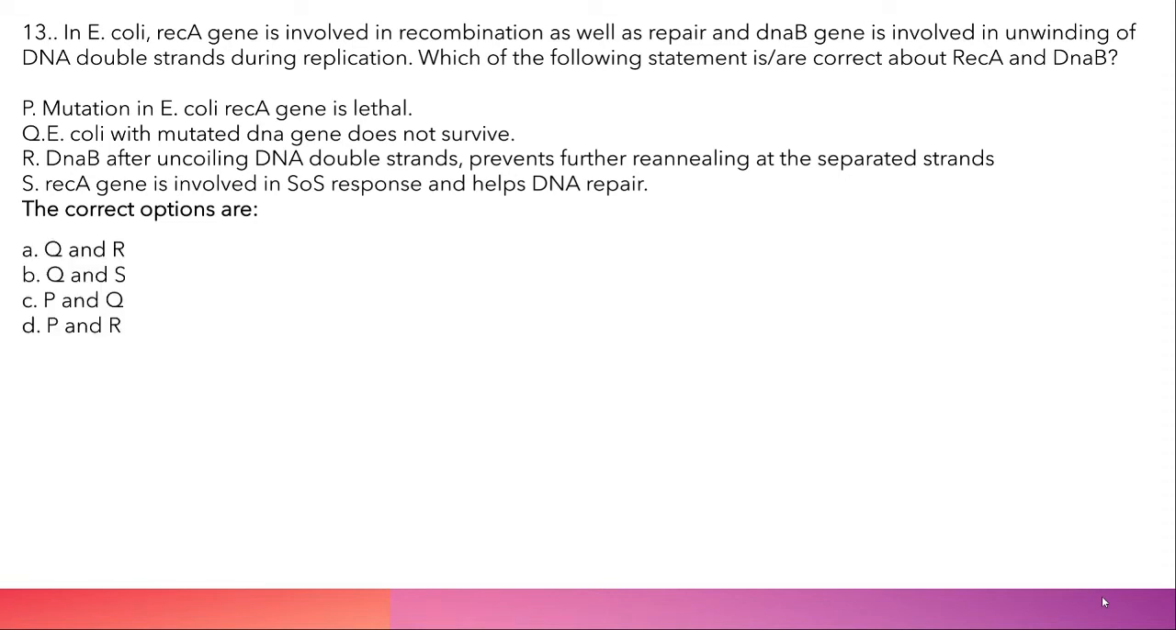So the options are, the first one is Q and R, the second one is Q and S, the third one is P and Q, and the fourth one is P and R. So the correct option is B, that is Q and S.